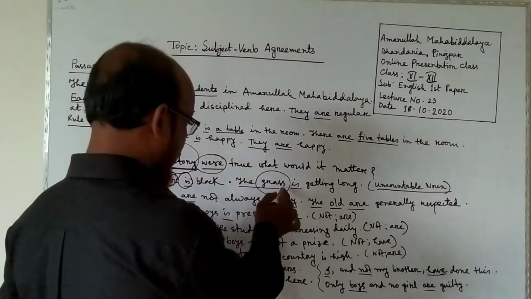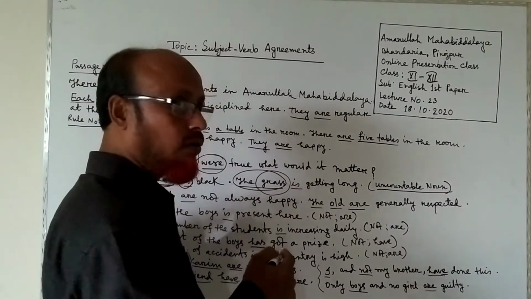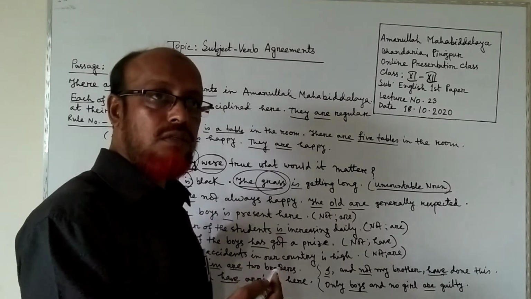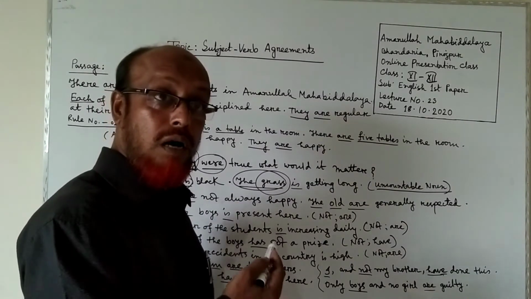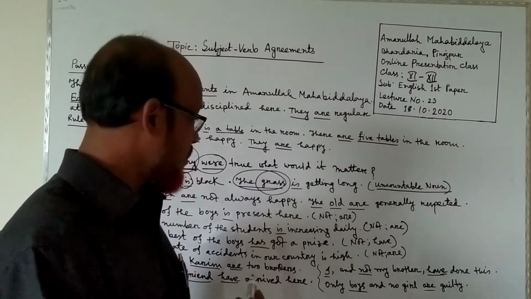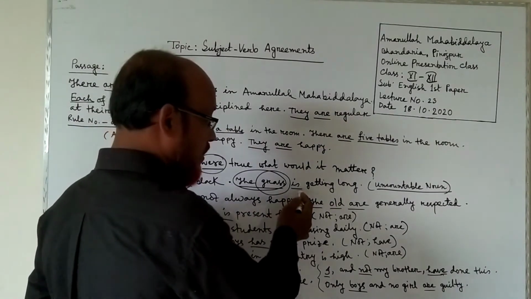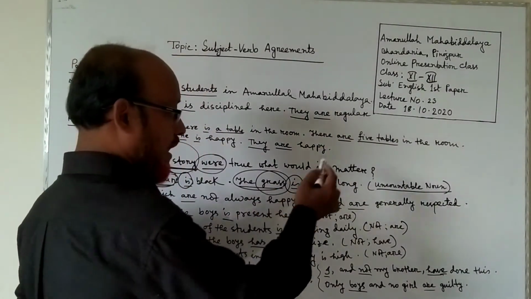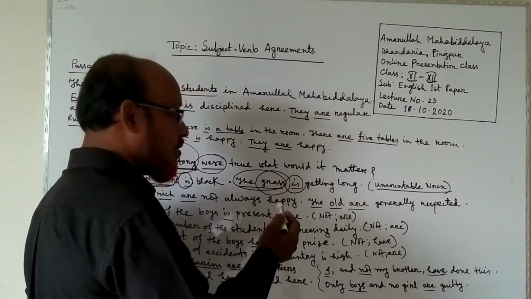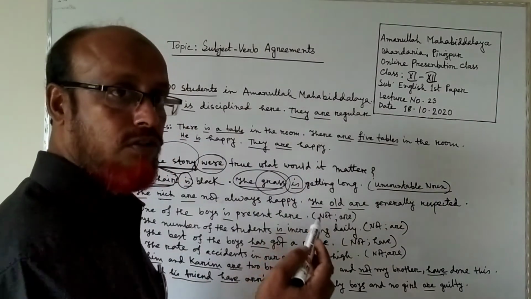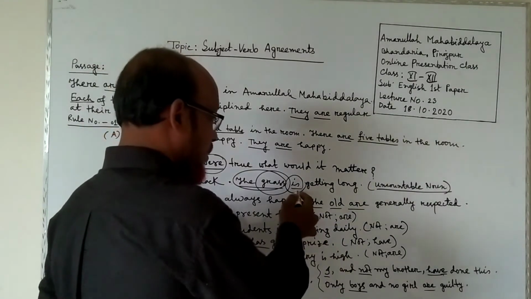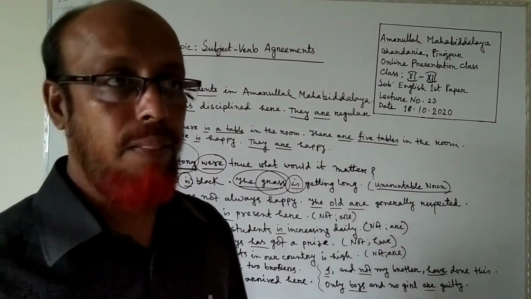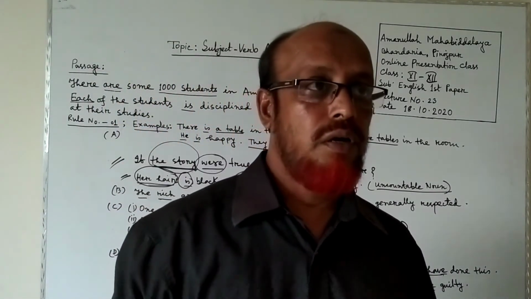Like this, the grass is also an uncountable noun, though it is plural in sense, but takes a singular verb. So the grass is an uncountable noun. It also takes is as a singular verb. Okay, dear students.